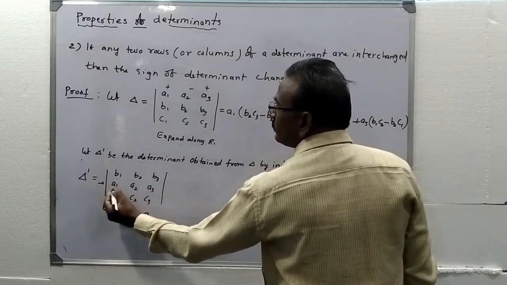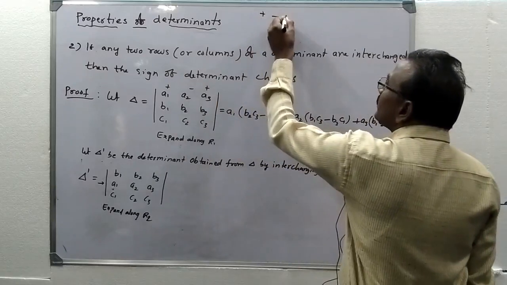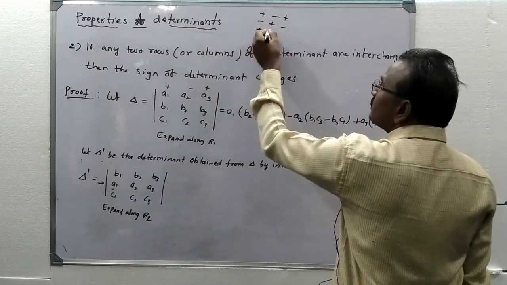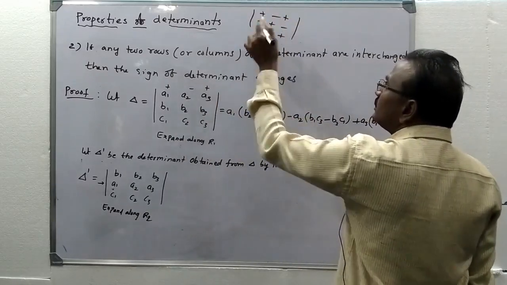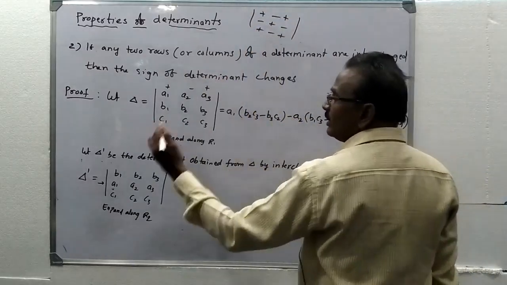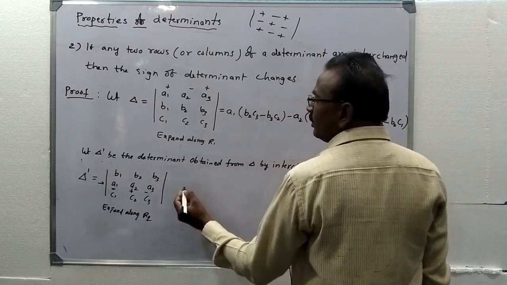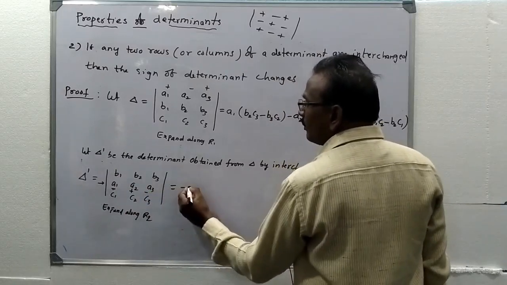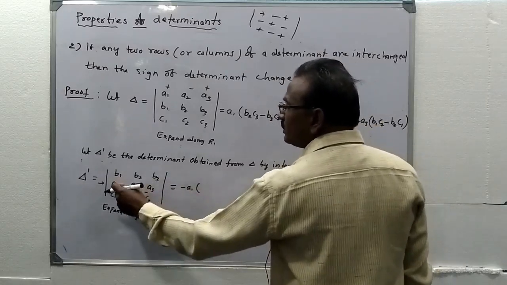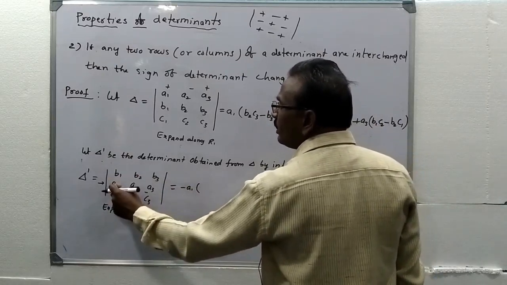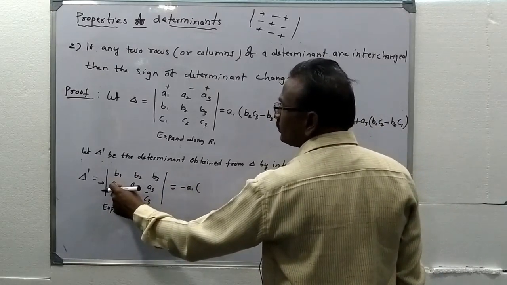Minus. What are the signs? Plus, minus, plus, minus, plus, minus, plus, minus, plus. What are the signs along the second row? Minus, plus, minus, minus, plus, minus. So therefore, here minus a1 into, delete second row first column, because a1 is the second row first column element.